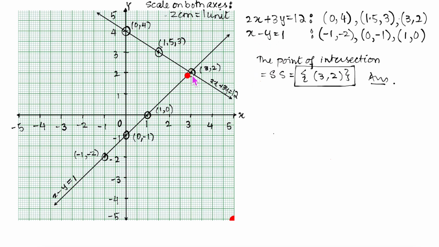Okay. And where the two intersect, that is the point of intersection and that is our solution set. What is the solution set? 3, 2. Okay, so this is the solution. All right, we write it like this and that is going to be for our 4 marks.